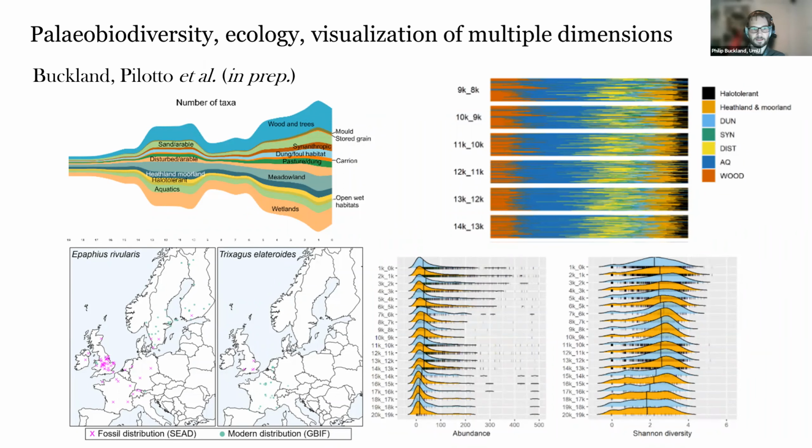And this is more work with Francesca, where we're trying to do a bit of shotgun biodiversity statistics for the entire fossil record of beetles, looking at things like diversity indicators, changes in the numbers of individuals and the number of species, and the environments represented by them over time. This is 20,000 years ago. This is the present day.